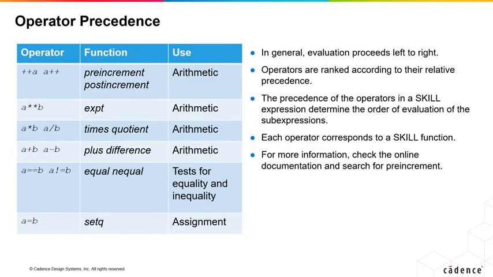Here we will look at operator precedence. In general, evaluation proceeds from left to right. The operators are ranked according to their relative precedence. That precedence is shown in the table at the left, where the operators higher in the table have a higher precedence than those lower in the table.